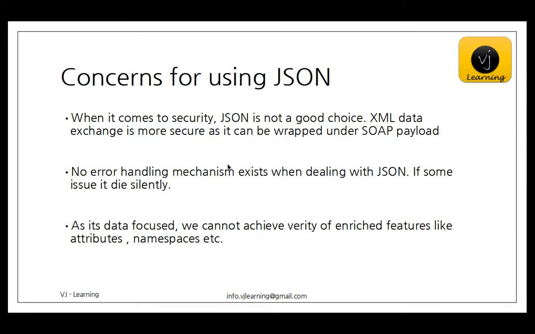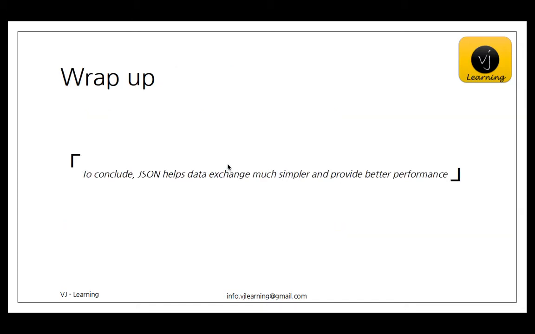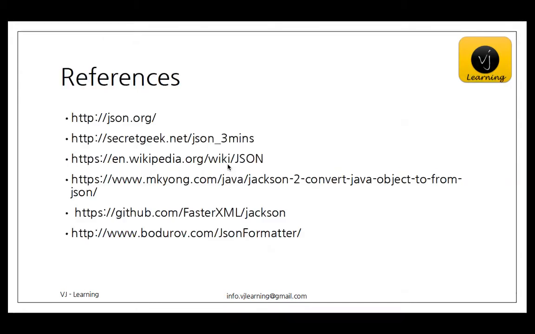And it's more data focused and cannot achieve enhanced features. For example, I cannot mention a namespace, I cannot mention attributes, and I may not be able to provide comment sections in the JSON itself. Okay. So wrapping up, to conclude, JSON makes data exchange much simpler and provides better performance. So let's move on and go from XML to JSON.